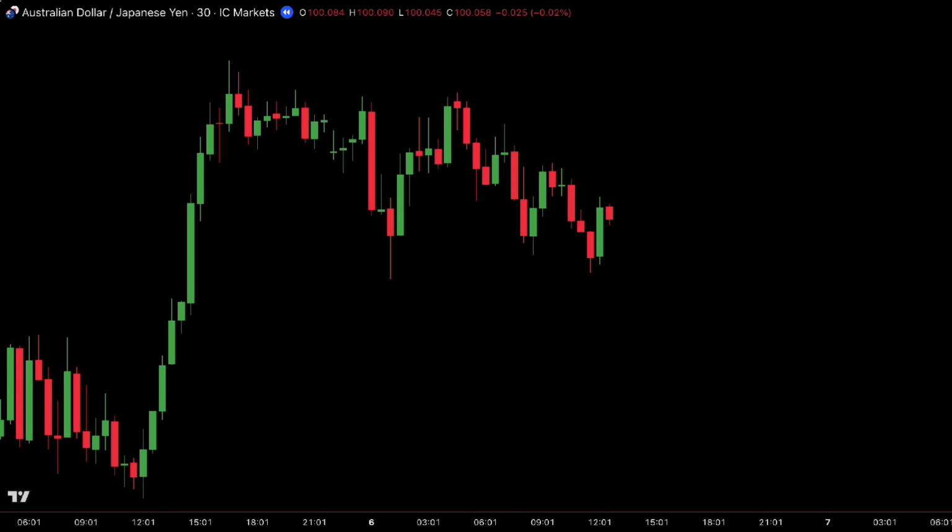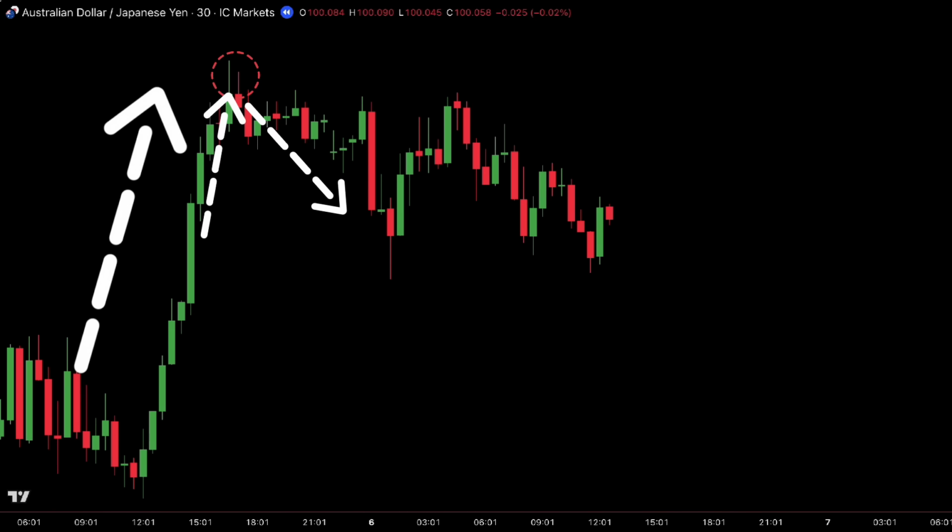On the 30-minute chart, the market was previously moving up, but then formed a first top, followed by a second top. This creates a potential double top structure, which can signal weakening bullish momentum and a possible shift to the downside. This higher time frame context supports what we're seeing on the 5-minute chart. Now let's return to the 5-minute time frame.